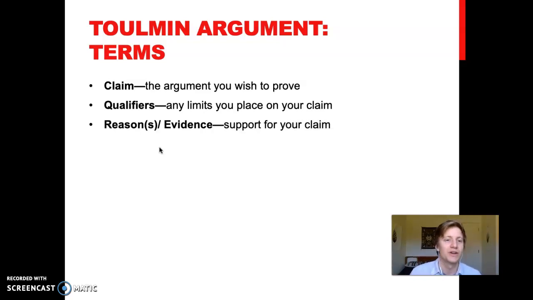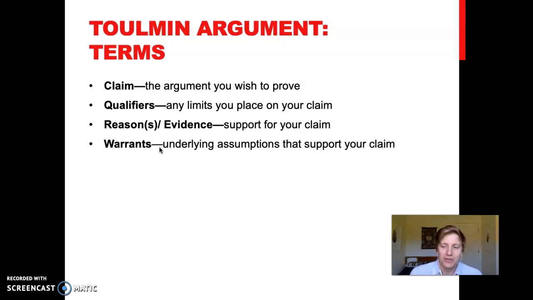Of course, we know that we need claims to make an argument. Hopefully we have limited, qualified claims. Qualifiers are simply saying things like, instead of people, we want to avoid these general terms, so we would say something like young American men from 18 to 25 years old. That's a qualifier. Of course, we know we need reasons and we need evidence, which are simply support for our claim.